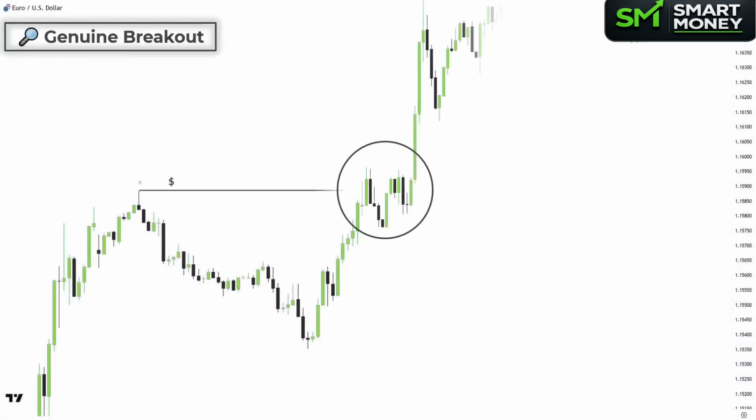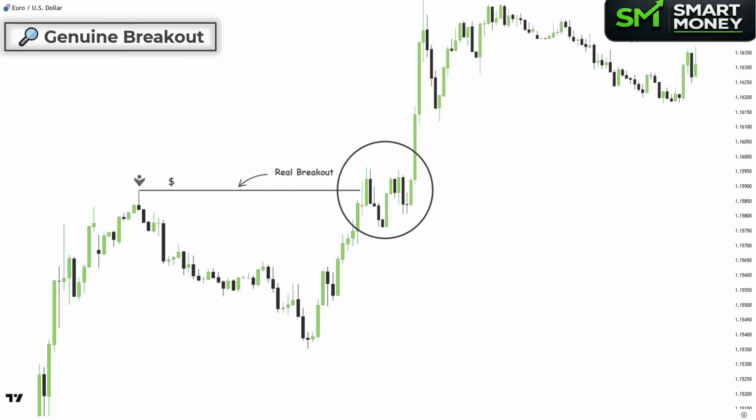Finally, we have the genuine breakout. This is where many traders get trapped. Sometimes price takes liquidity, makes a temporary retracement, and instead of reversing, it continues in the same direction with strong momentum. That is why blindly treating every sweep of a key level as a reversal signal is a losing strategy. Sometimes the breakout is the real move, and your job is to know the difference.